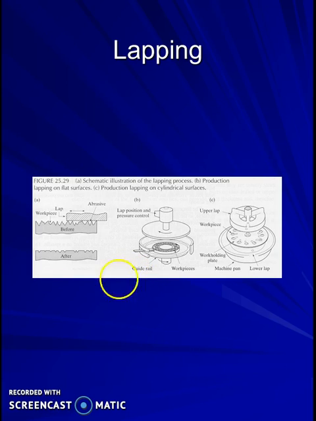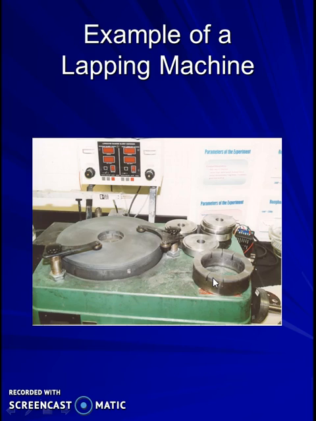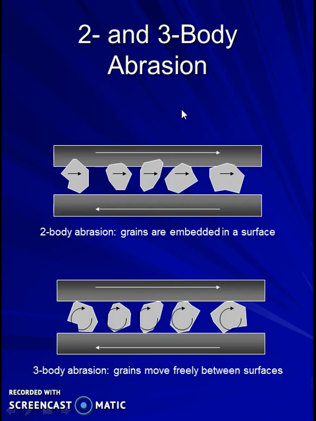Lapping: this is a schematic diagram which will explain the lapping process. For this, how the flattened surface can get lapped. Here is lapping on a cylindrical surface. Some examples of this one, if you go through this you can easily understand.